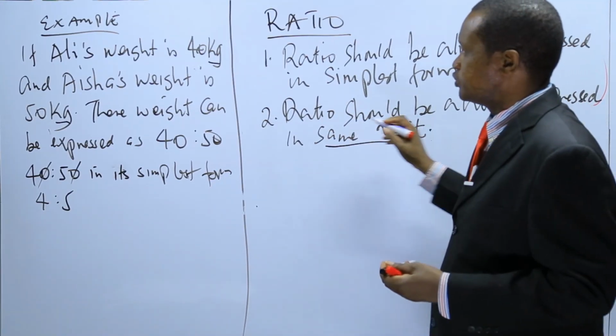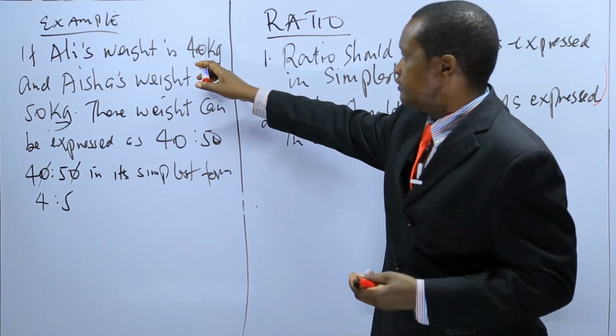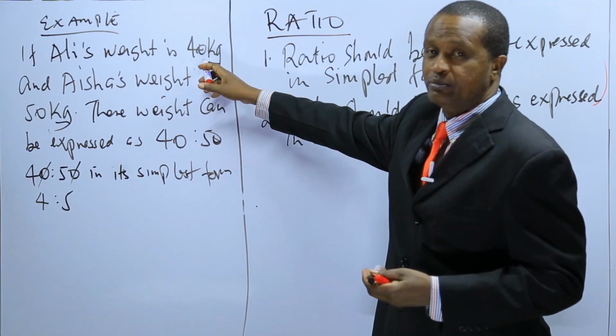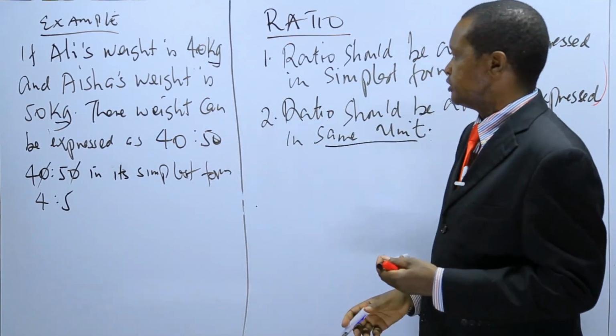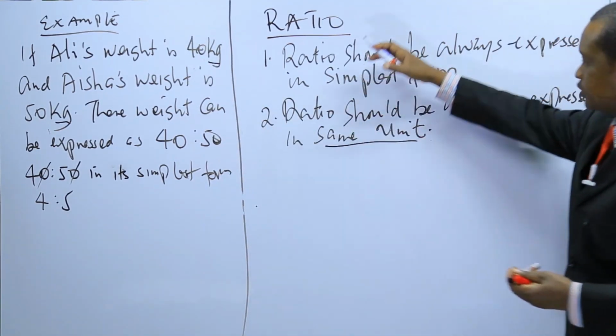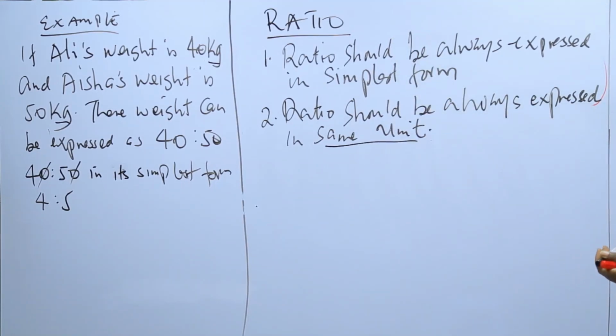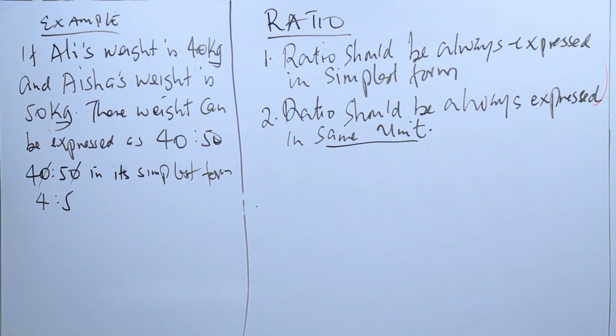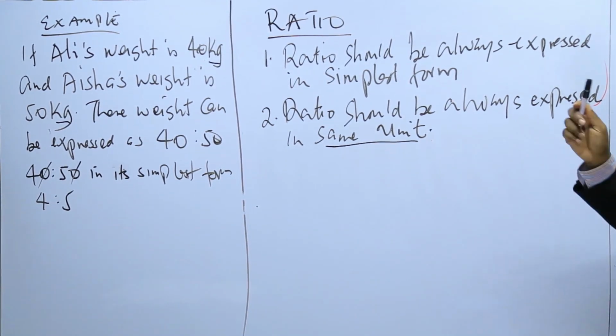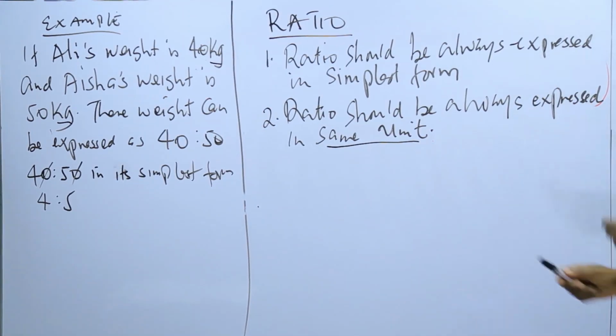You should not have ratios being expressed, for example, in kilograms to grams. No, that should not be the case. So these two are very important when dealing with ratios. Number 1, ratios should always be expressed in simplest form. Number 2, ratios should always be expressed using the same unit.